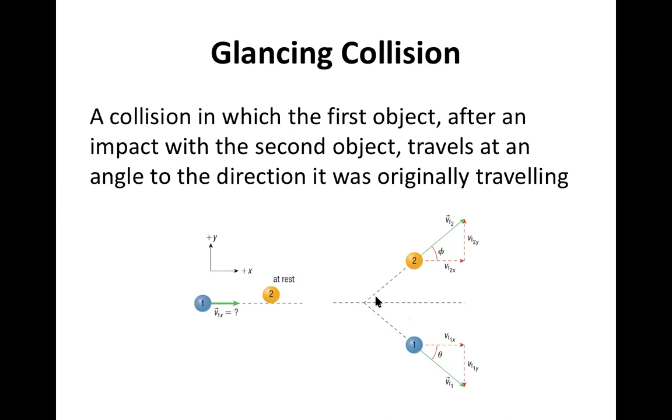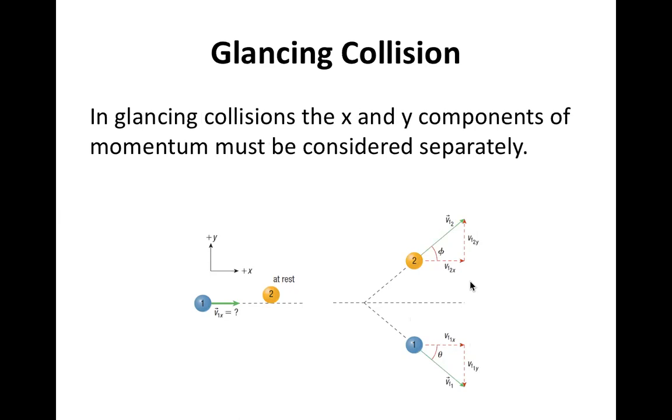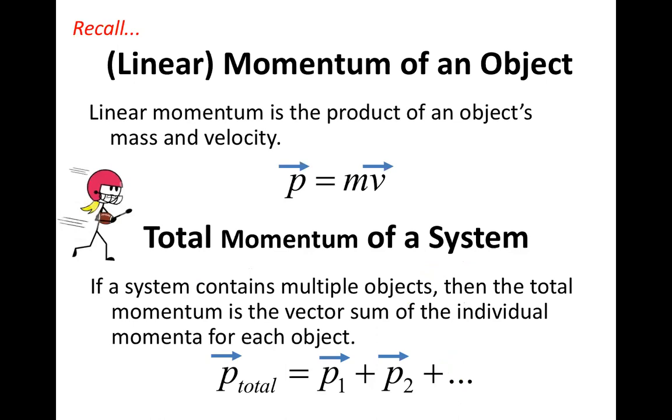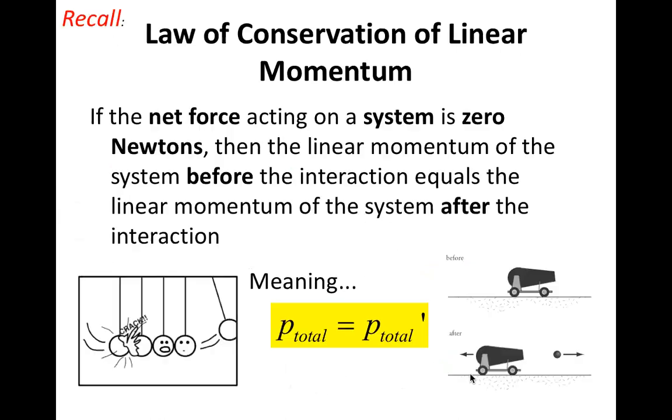So we're going to learn today that momentum is going to be conserved in the X and in the Y. So in glancing collisions, the X and the Y components of momentum must be considered separately. Recall that momentum is the product of mass and velocity, and that momentum is a vector. And that calculating the total momentum involves adding up the momentum of each object using vector addition. We always check the direction of each momentum vector because we have our rules for vector addition.